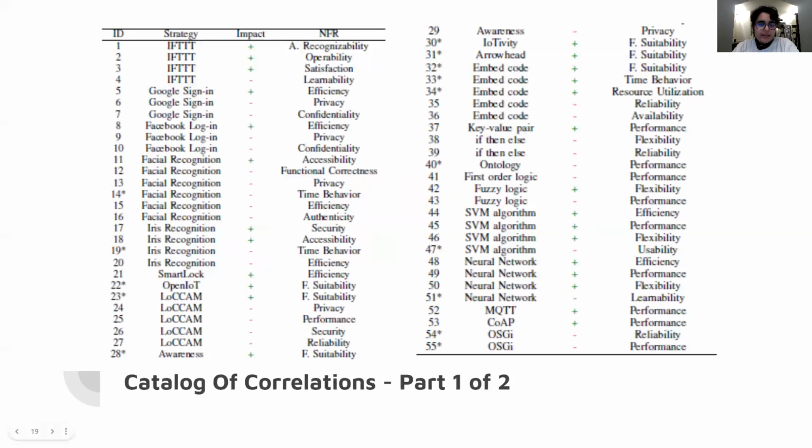These next few slides contain the correlations created by the study. In the first column is the correlation ID, followed by the strategy of achieving invisibility. The NFR that it's linked with is in the right column, and between the two is the impact, shown as a green plus sign or a red negative sign for helpful or hurtful.